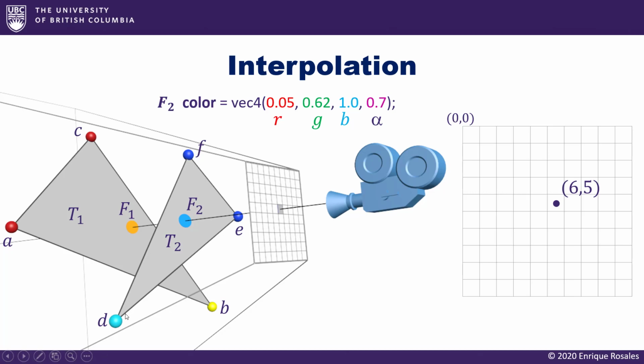So for these vertices, we obviously have the 3D coordinates, right? But we also have other information. We can have normals, we can have colors, we can have texture coordinates, or many other things, right? So the goal of the interpolation is not to compute the coordinates of this point in particular, the point of the fragment.